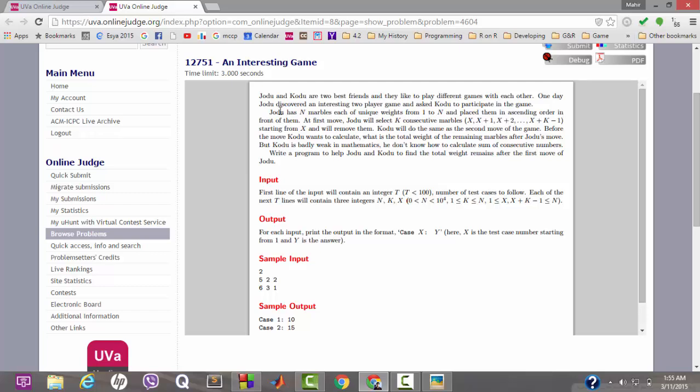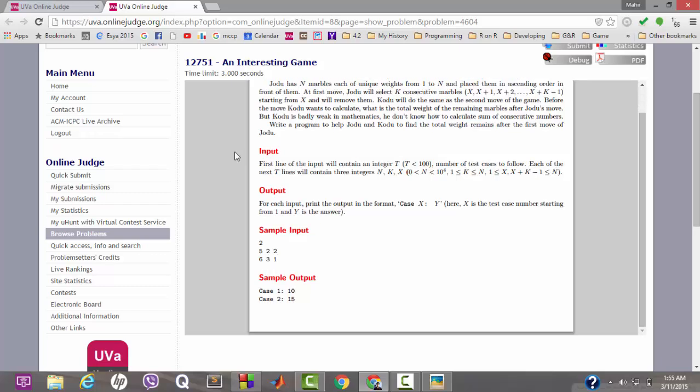One friend has n marbles, each of unique weight starting from 1 to n, and they are placed in ascending order. The first friend will select k consecutive marbles starting from x and will remove them. And the second friend will have to calculate the remaining weight of the marbles. So we will be given some numbers as input and we'll have to output the required result, which will be the remaining weight of the marbles.